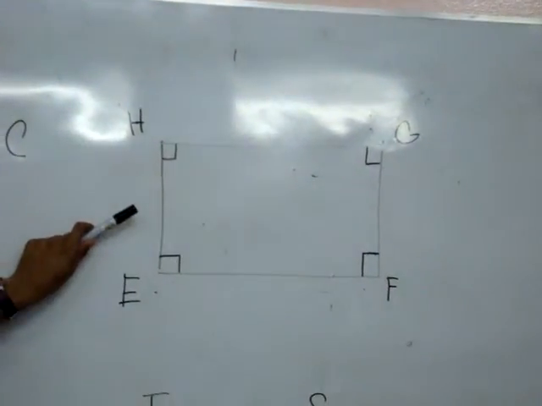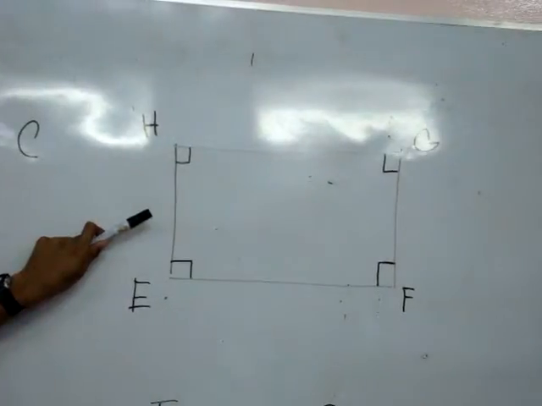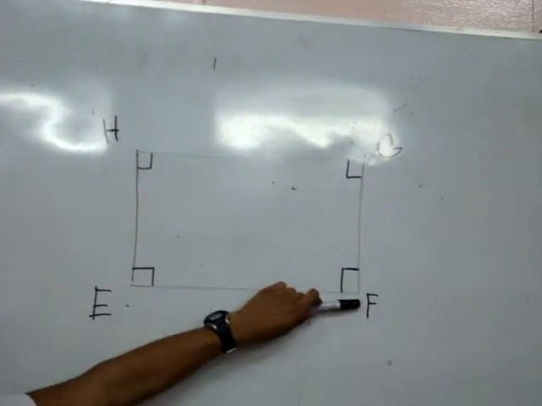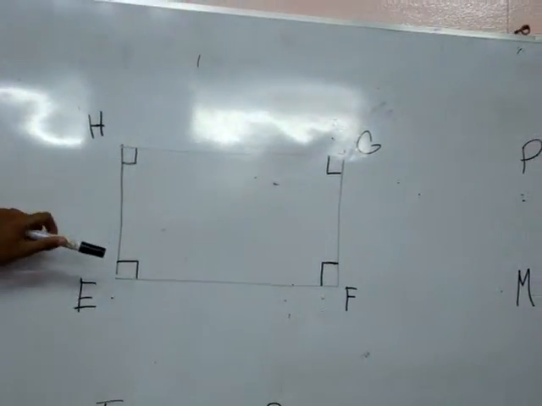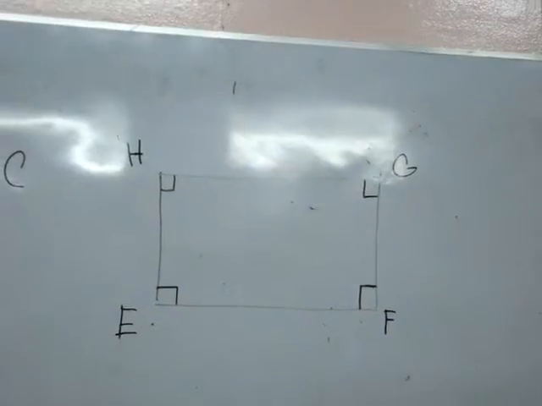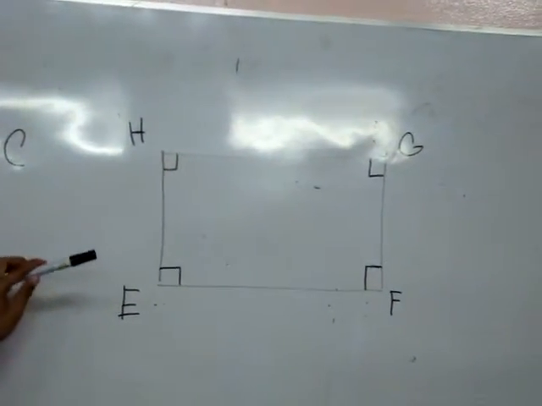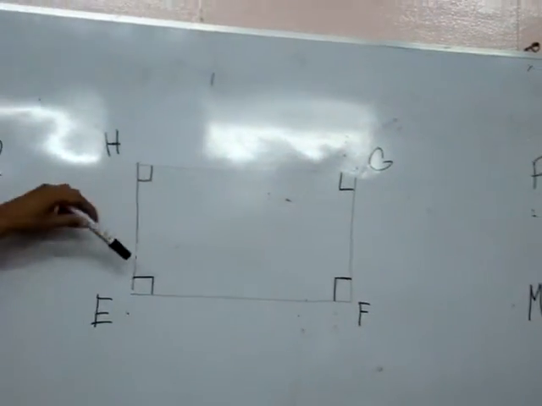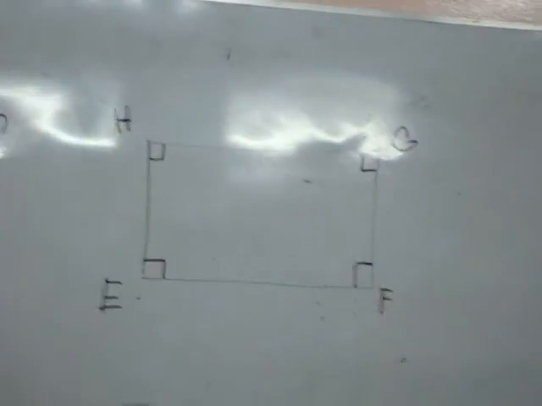It is a subset of the set of parallelograms. Both pairs of opposite sides are parallel. Angle E, angle F, angle G, and angle H are right angles. This means the measure of each angle is 90 degrees. This is indicated by the symbol at each vertex.